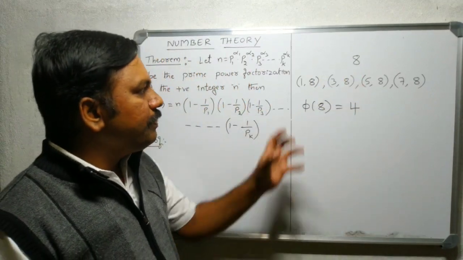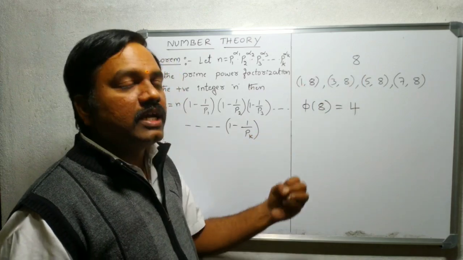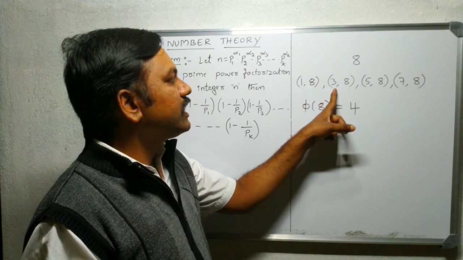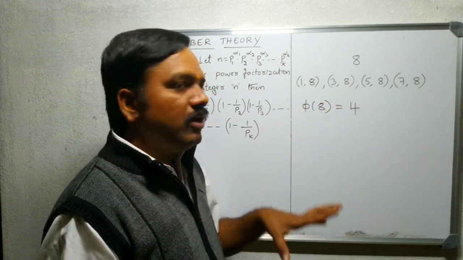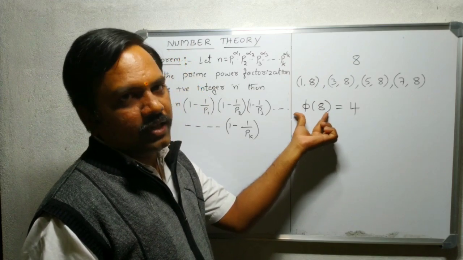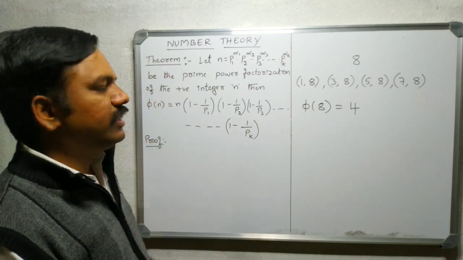See, understand: how many numbers smaller than 8 are relatively prime to 8? 4 numbers. Which ones? 1, 3, 5 and 7. Those 4 digits, that is denoted as phi of n, here phi of 8. Is it clear? That is what we call phi of n.